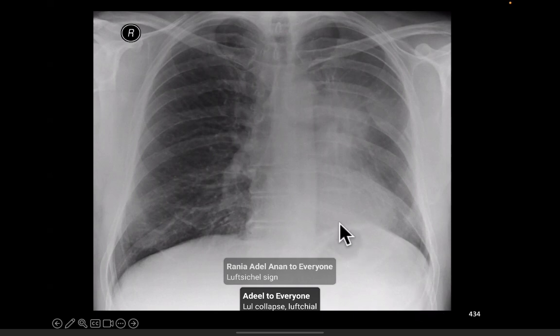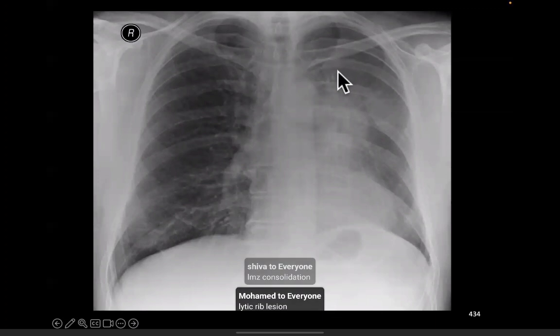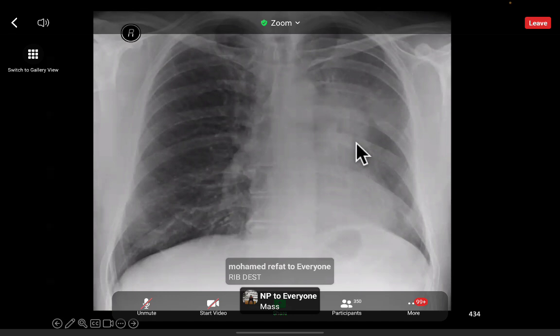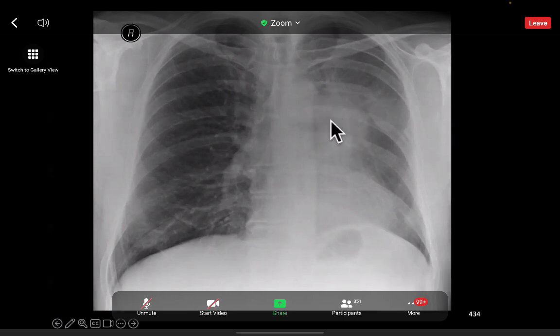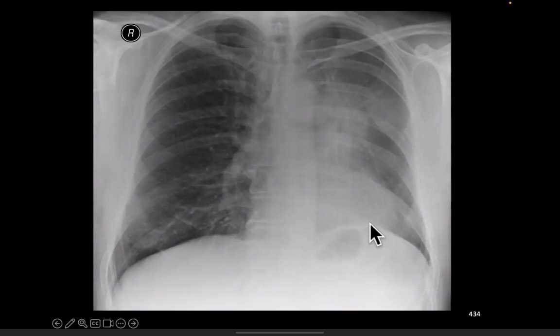So we've got volume loss in the left hemithorax. We've got this increased density in the left hemithorax compared to the right. We've got probable mass lesion. Okay, you can see some hilar vessels, but a lot of them are obscured by what looks like a mass lesion. And there's a little bit of tenting of the left hemidiaphragm at the insertion of the inferior pulmonary ligament, and that's one of the hallmarks of volume loss.